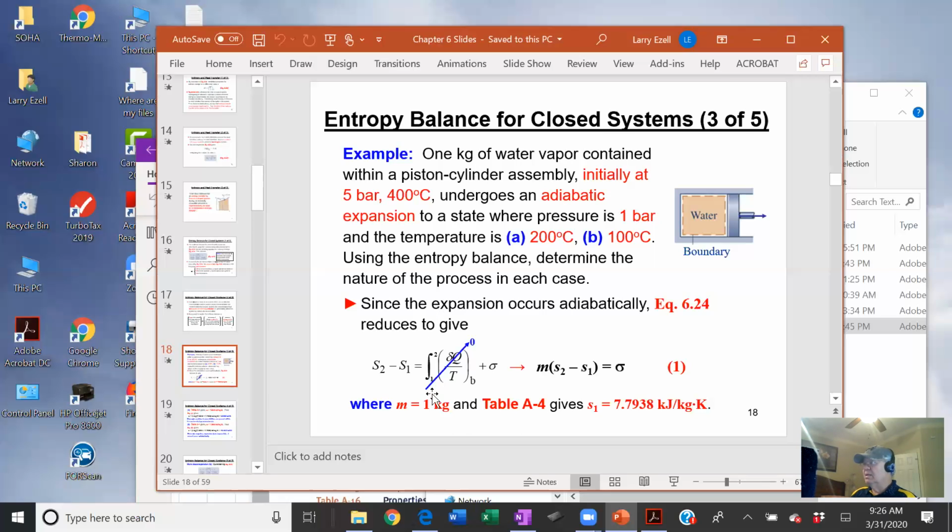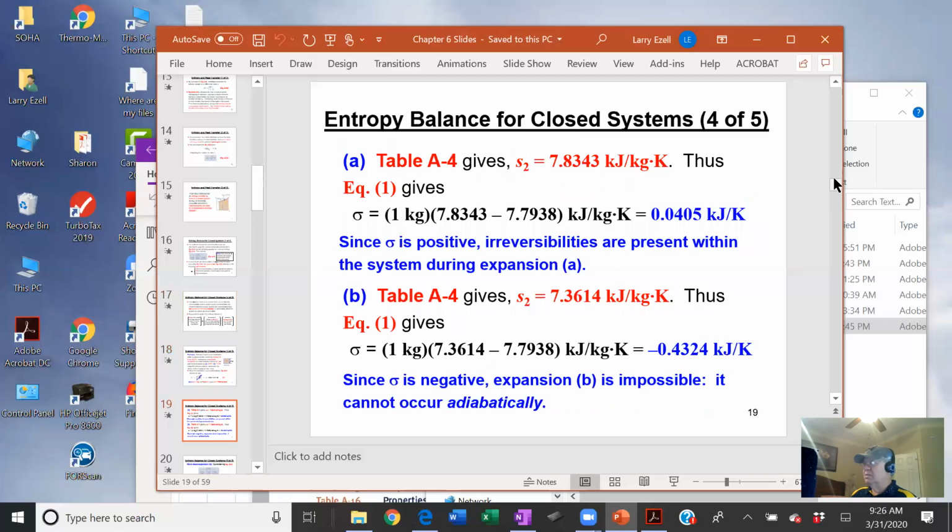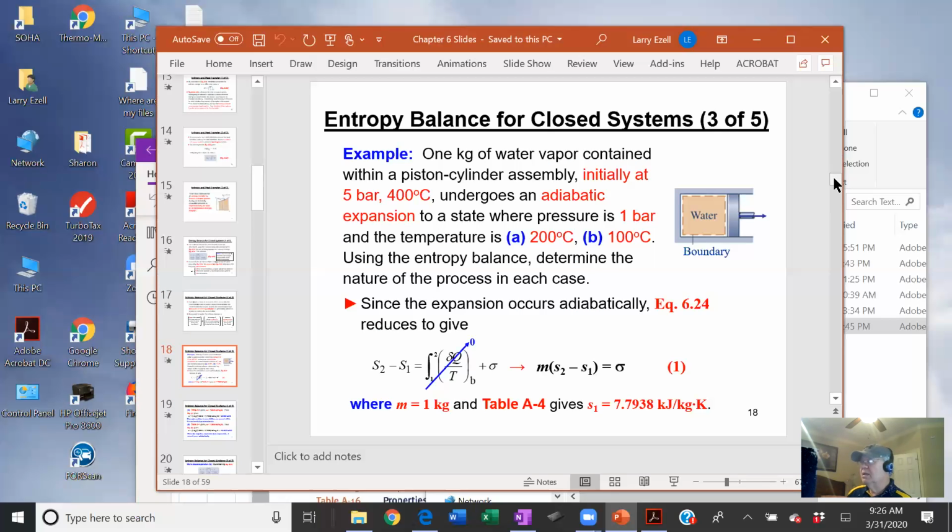Let's see, s1 for 200 degrees. Let's see if we can pull up the tables. For A, the initial state is 5 bar and 400 degrees C, and it is water vapor. Let's see if we can find that on the table. I'm going to have to write that down. 5 bar, 400 degrees C. Give you a little practice on the tables.